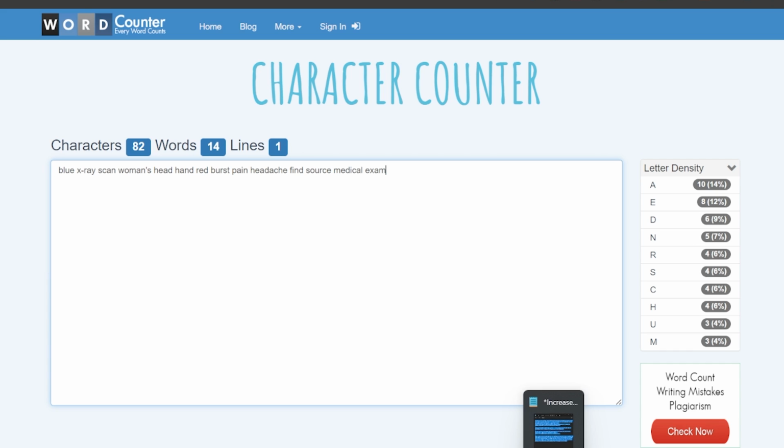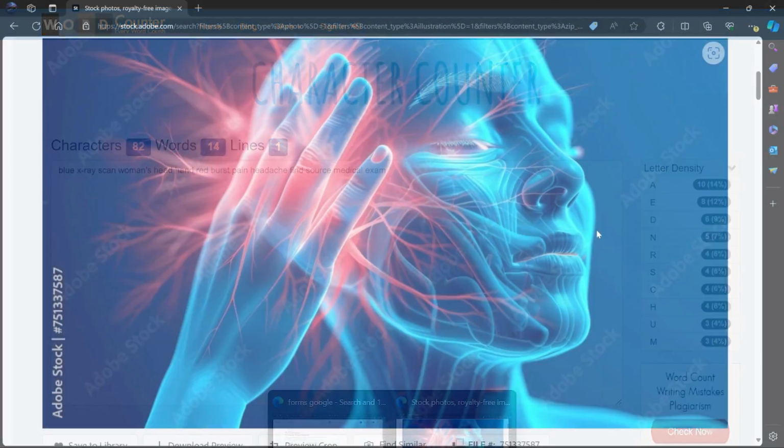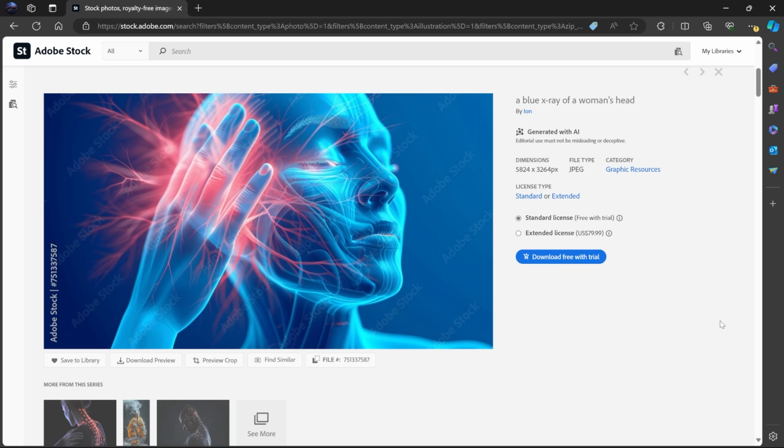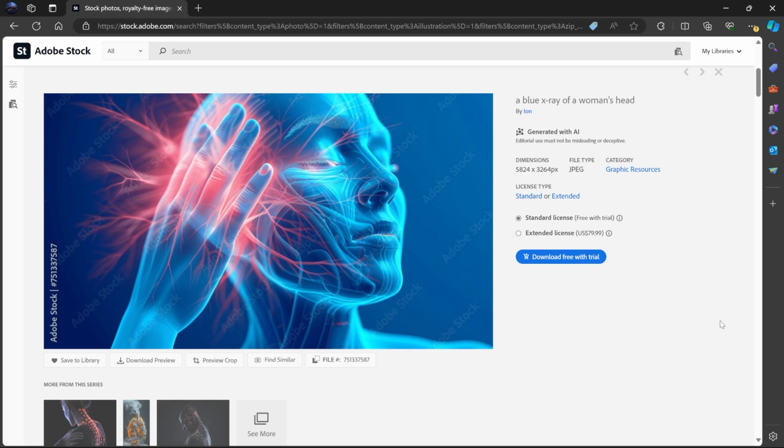So let's take a look at how our title compares to what the contributor actually used. A blue x-ray of a woman's head. I'd say just about all those words are in the title that I came up with, but I came up with some additional ones that would help a customer find this image in a search. I think they really left off a lot of potential words that could be conceptual images: pain, headache, medical exam, that this image does a great job representing, but the title itself won't help people find it.